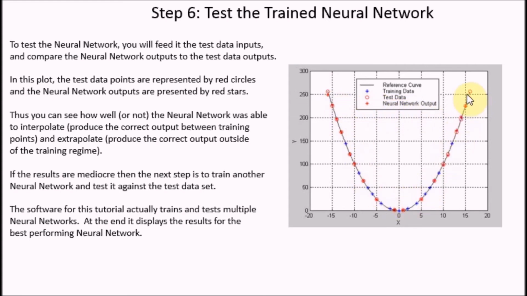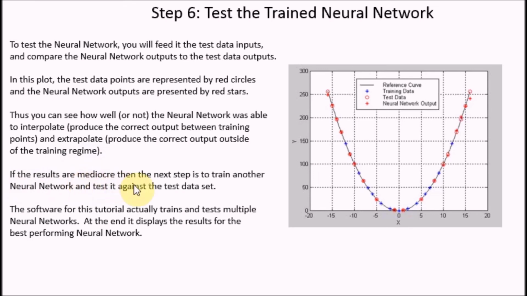So in this case, it did pretty darn well. You've got to consider these are all the points that it would have interpolated in between the training points. And this is all extrapolation, going outside the training regime here. And it did remarkably well. Thus you can see how well or not the neural network was able to interpolate, that is, to produce the correct output between training points, and extrapolate, which is to produce the correct output outside of the training regime.